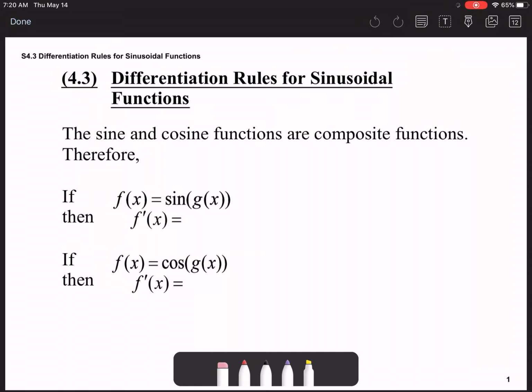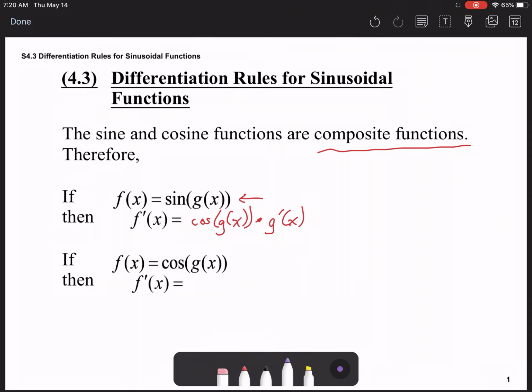Today we're going to look at sinusoidal functions, specifically the sine and cosine functions, and the fact that they are actually composite functions. So that means if f of x is defined as sine of g of x, then to find its derivative, you take the derivative of the outside function first, which is cosine, but you leave the inside function alone. Then you multiply by the derivative of the inside function. So you have to apply chain rule.